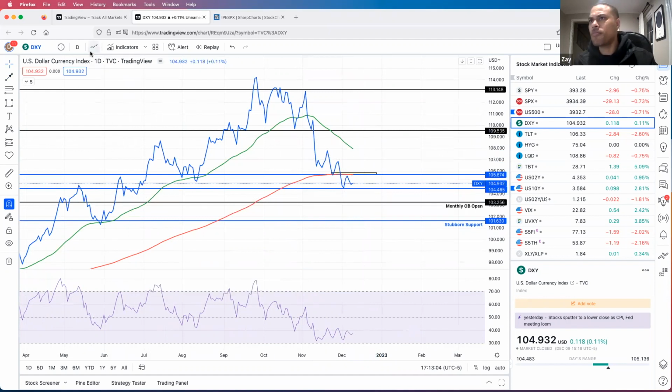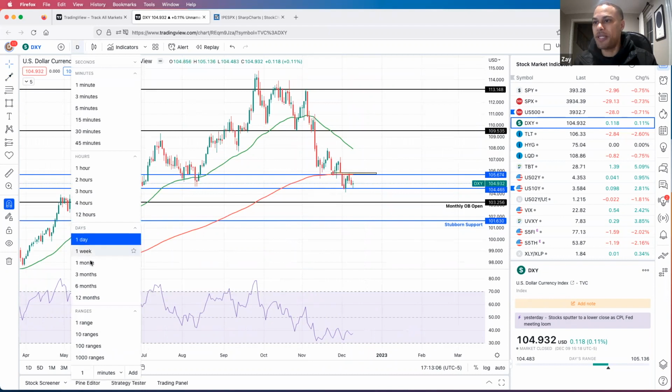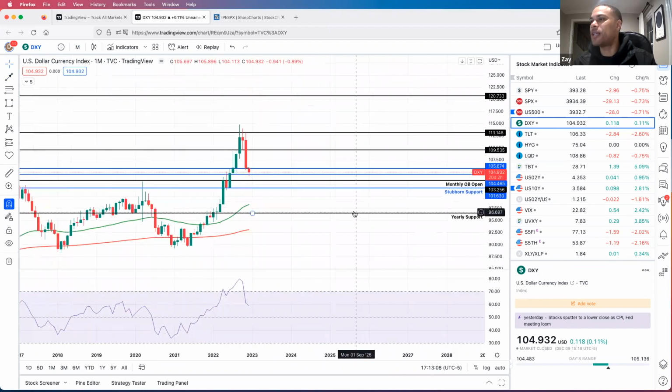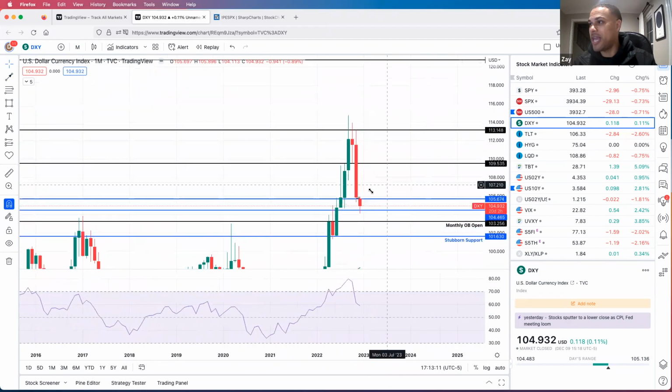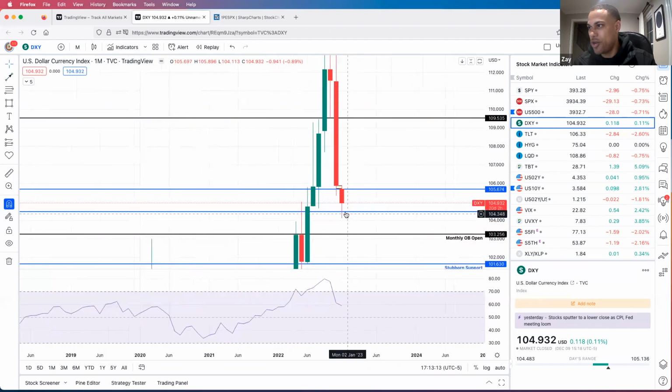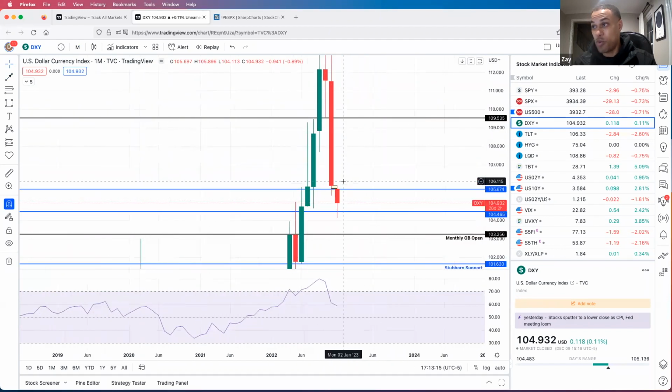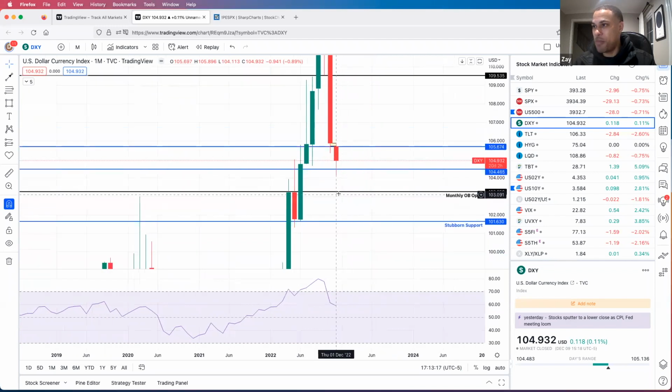And I talked about how, from a monthly perspective, I still feel like the dollar is bearish, meaning that yes, it could keep trying to make this push up, which we want to see in order for it by the end of the month to start to make that push down into this order block.